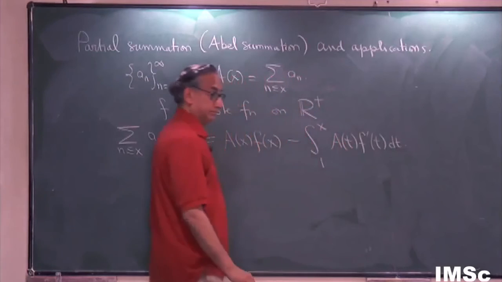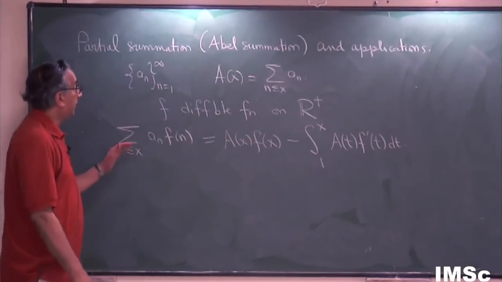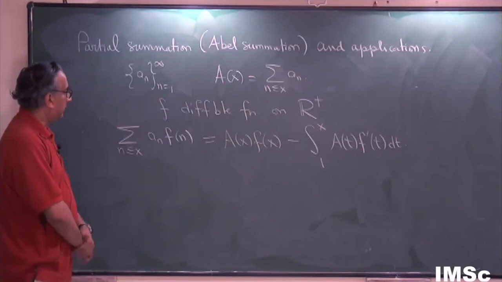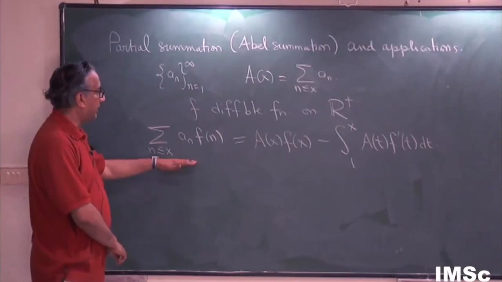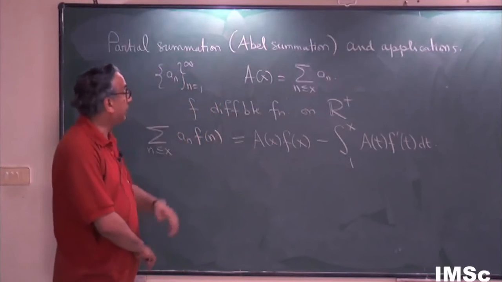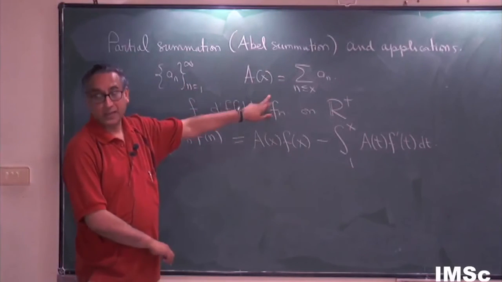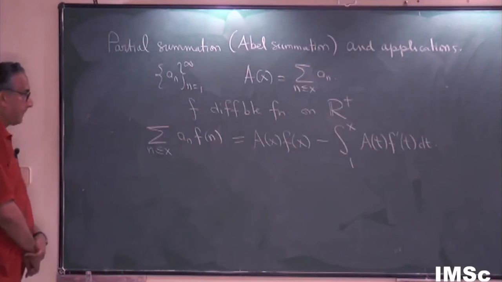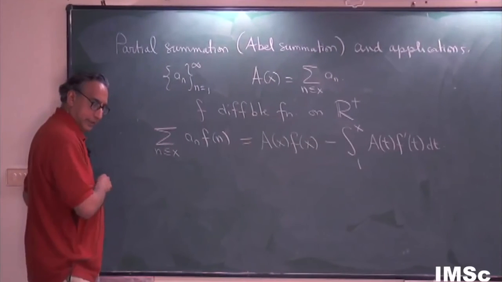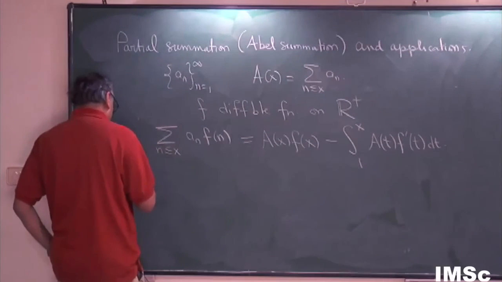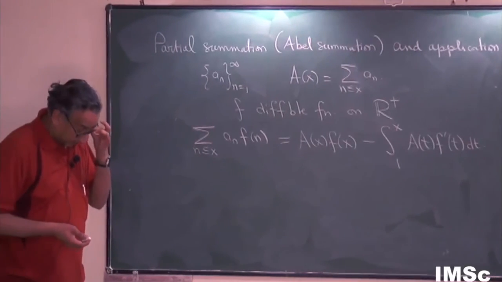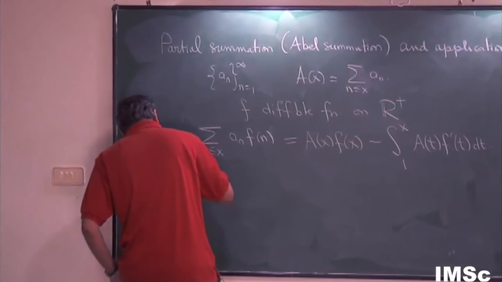So in other words, the beauty of Abel's lemma is that a sum of the form summation a n f of n, which is a finite sum, is changed into an integral, provided you know something about A of x. That's the beauty of this particular formula. Okay, we applied this to a variety of special examples, and most notable was that we proved Chebycheff's theorem.